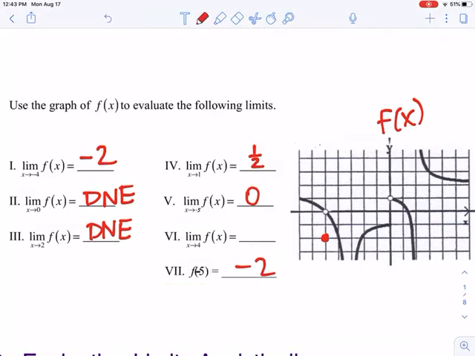Okay, and then finally, the limit as x approaches 4. 1, 2, 3, 4. Here's 4. We have a coordinate right here, so it looks like that's about 2.5. Okay, 5/2, 2.5, however you want to write it.